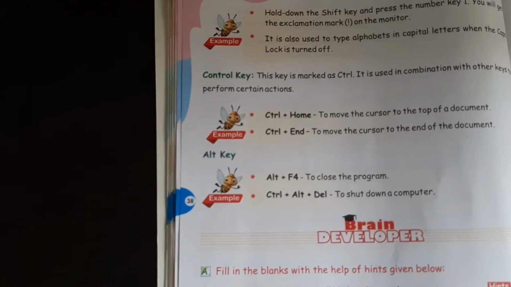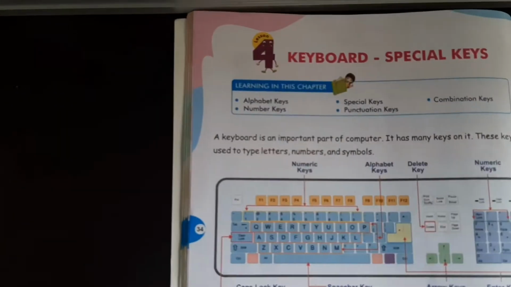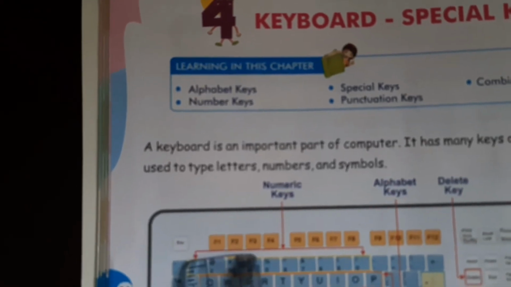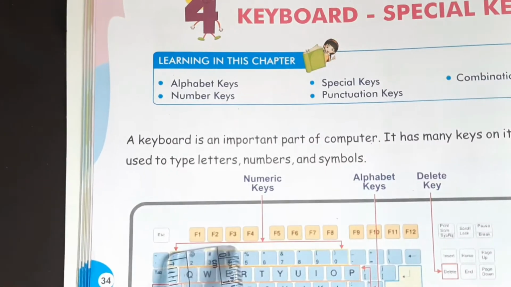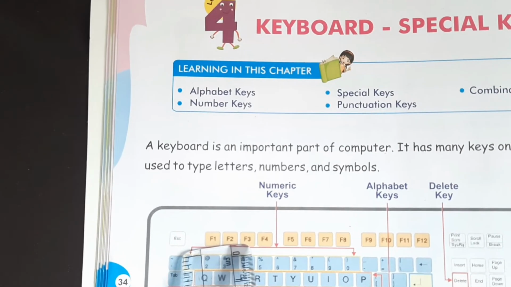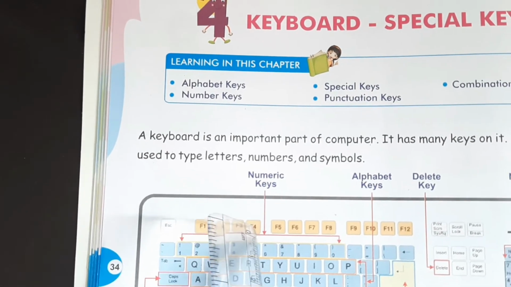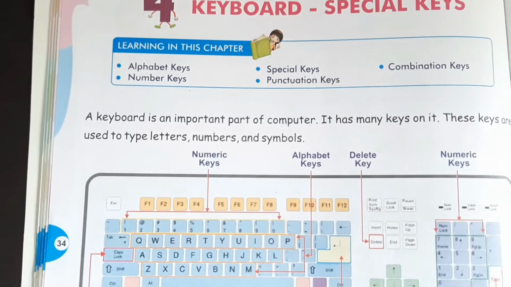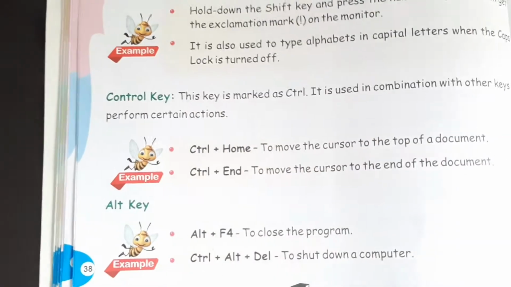I will show you the F4 key on the keyboard. Here on the top you have different function keys, right? Can you see? There are different function keys that you have here: F1, F2, F3, F4. So we will press the Alt key with F4 and the application will be closed.